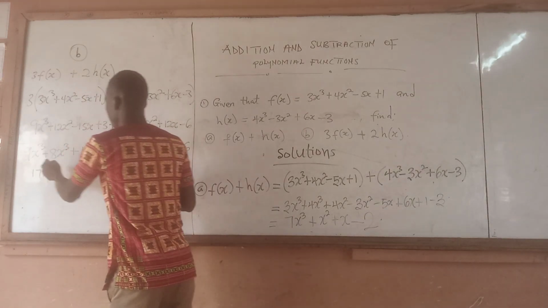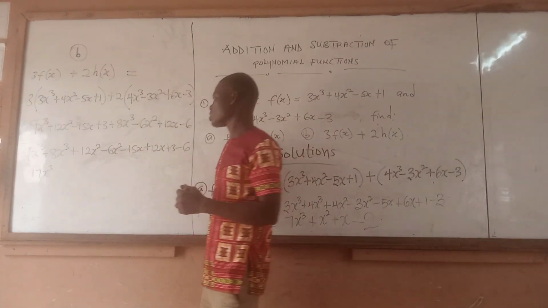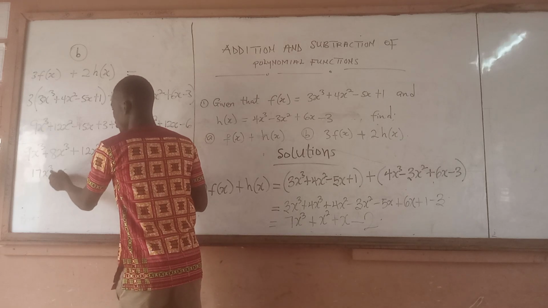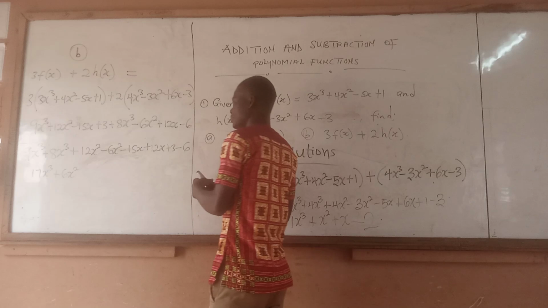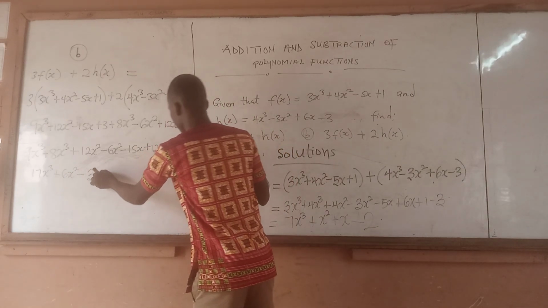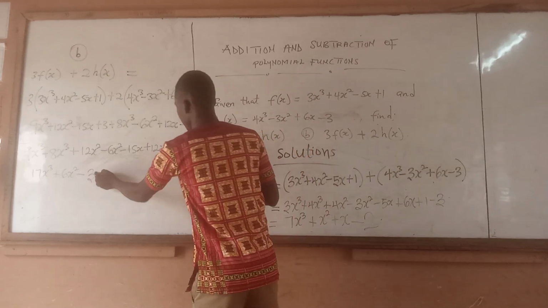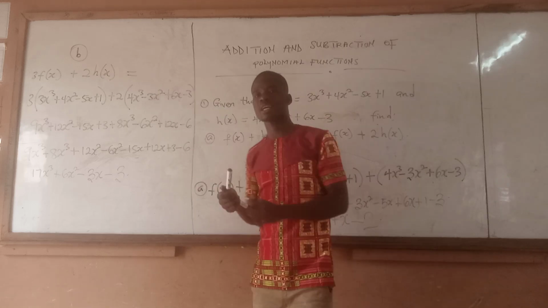17s cubed. 12s squared minus 6s squared. That's normal 12 minus 6, which is what? 6. We have 6 in terms of s squared. Minus 15s plus 12s is negative of what? 3s. 3 minus 6 is negative what? 3. And this is our final answer.